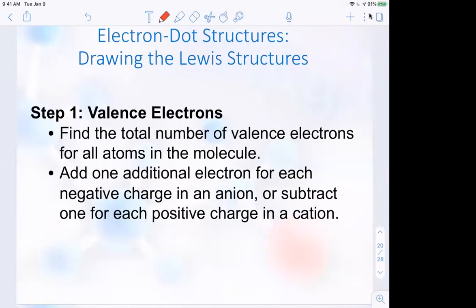I'm going to add one additional electron for each negative charge if I have an anion, or I'm going to subtract one additional electron for each positive charge if I have a cation. We're going to talk about that a little bit more when we talk about formal charges. But recognize that I can add electrons if I have a negative charge, and I subtract electrons if I have a positive charge when I'm drawing charged Lewis dot structures.